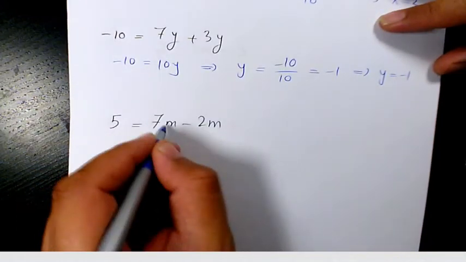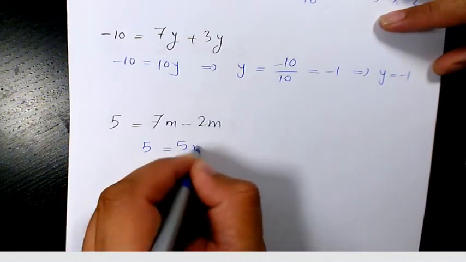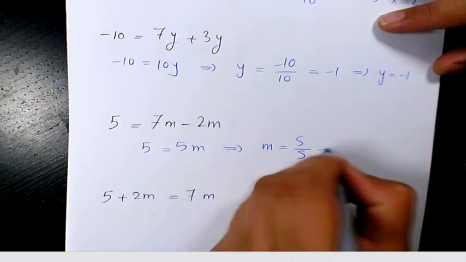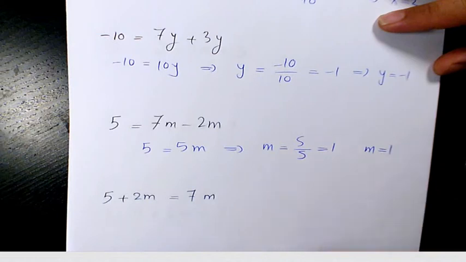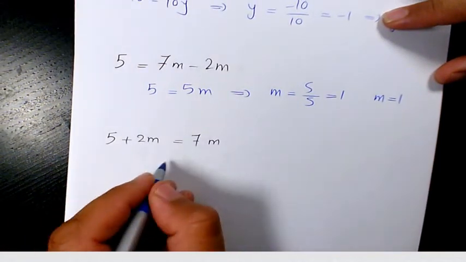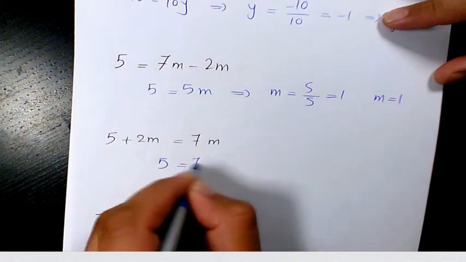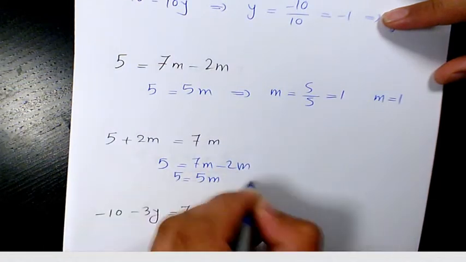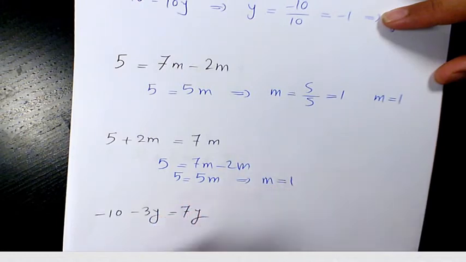5 equals 7m minus 2m, which is going to be 5m. m equals 7 divided by 5, which is going to be m equals 1. 7 plus 2m equals 7m. So 5 equals 7m minus 2m. 5m equals m. So m will be equal to 1.